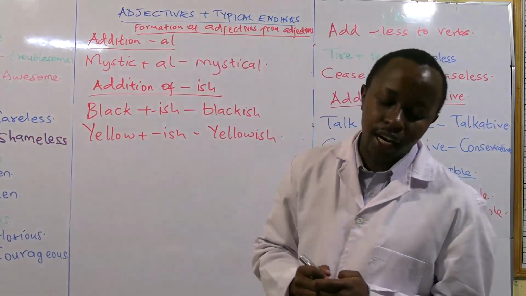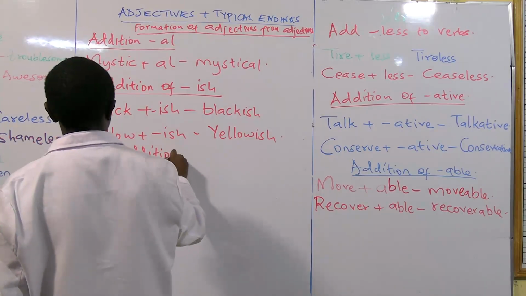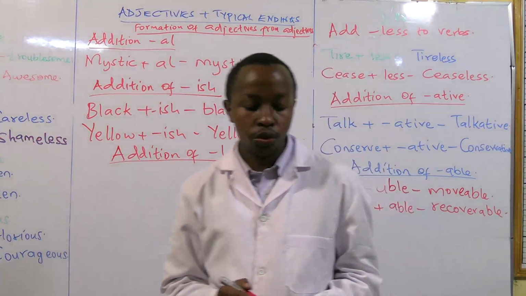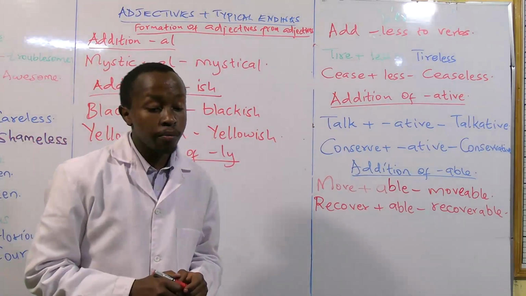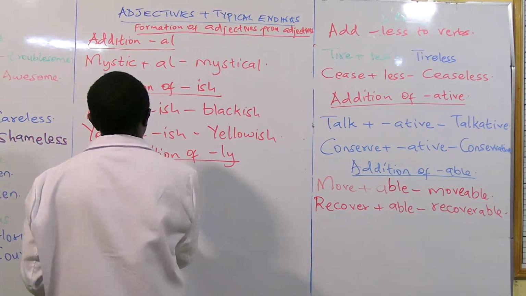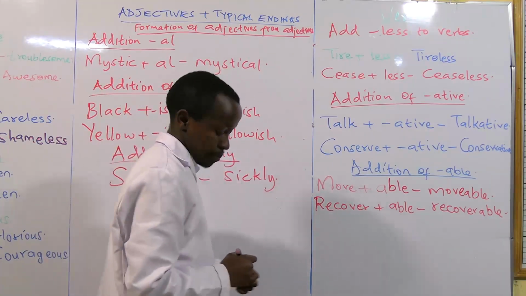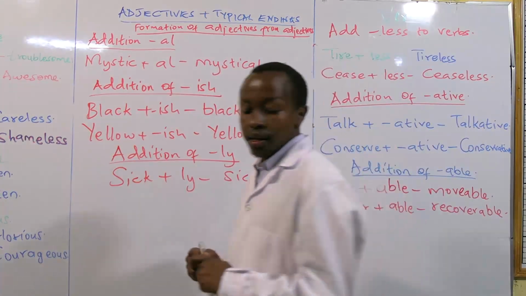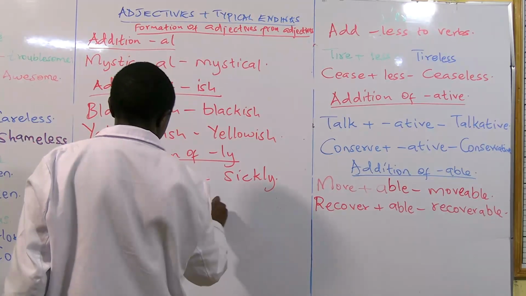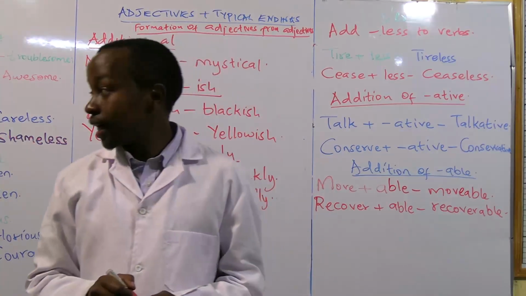And then addition of ly. When you add ly to other adjectives, we can form other adjectives. For example, sick. When somebody is sick plus ly, that becomes sickly. We have kind plus ly becomes kindly.